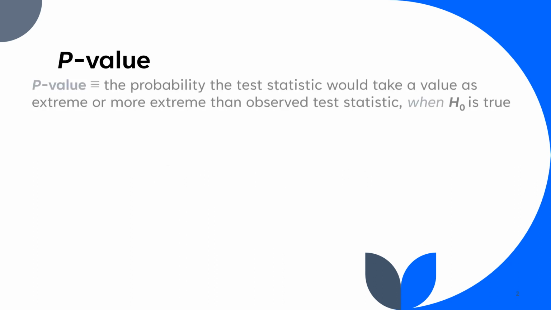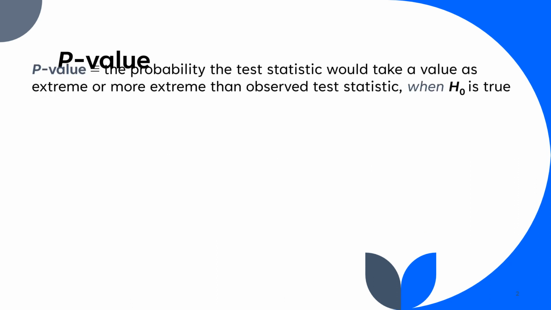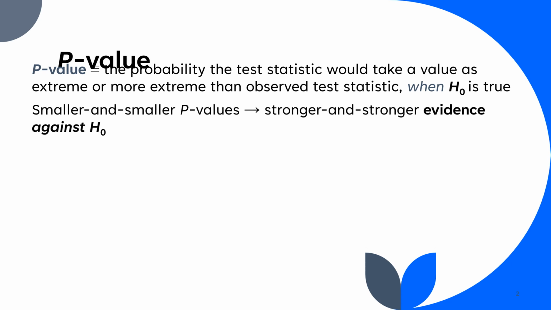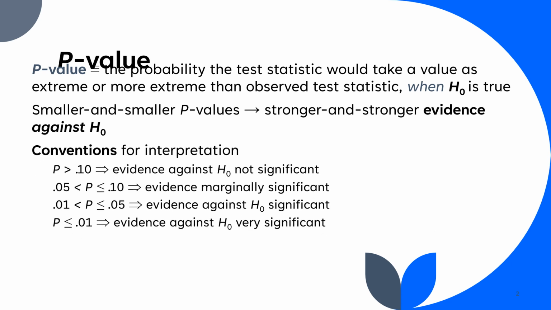So, first, the p-value. The p-value is the probability that the test statistic would take a value as extreme or more extreme than the observed test statistic when the null hypothesis is true. Smaller and smaller p-values mean stronger and stronger evidence against the null hypothesis.